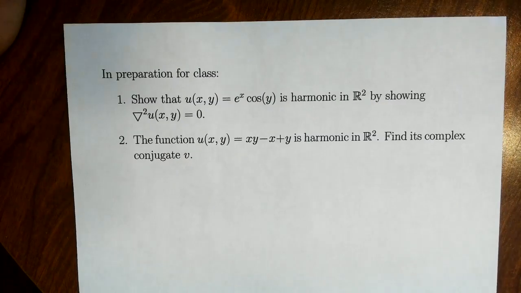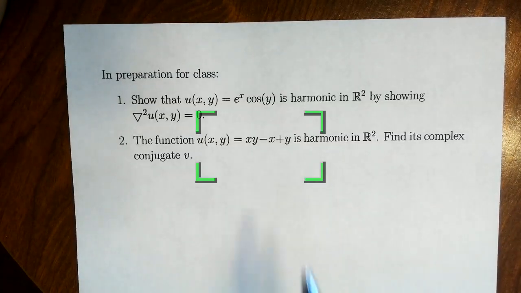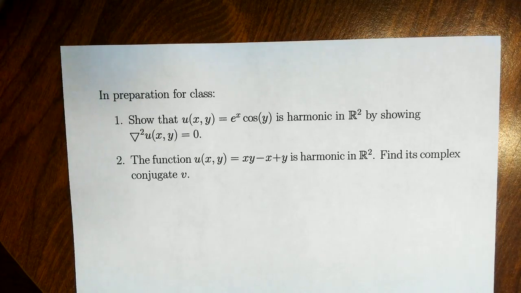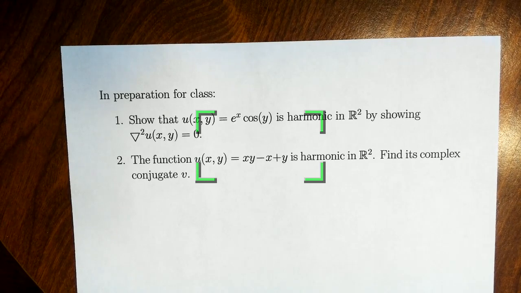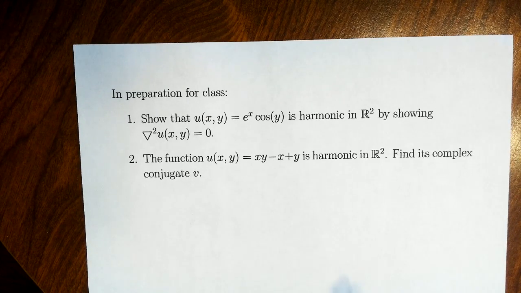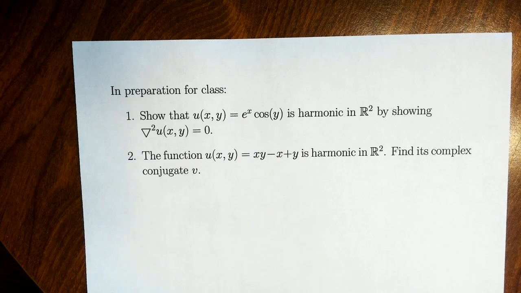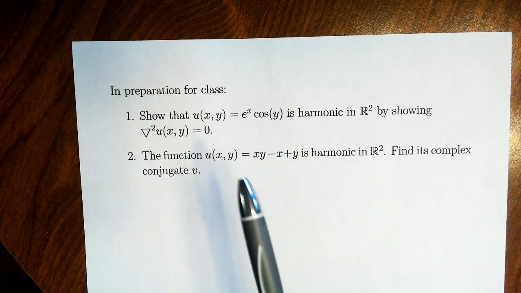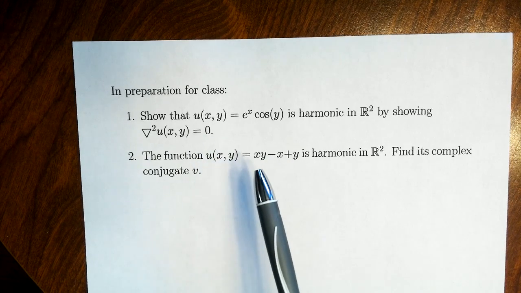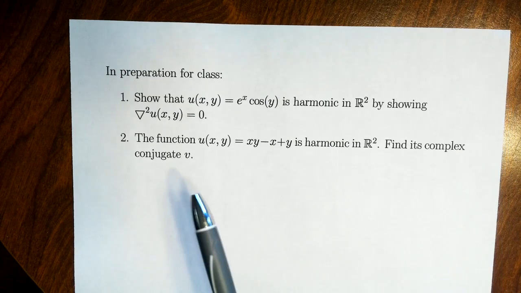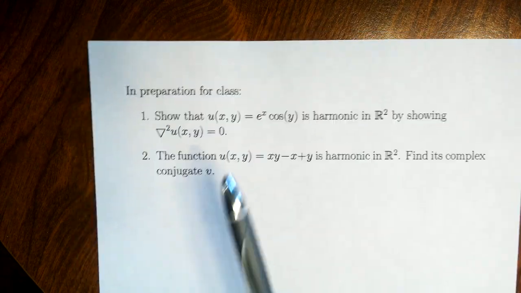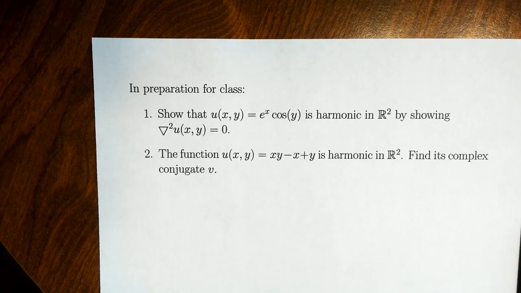Here are two problems I'd like for you to work on in preparation for class. First, show that the function u of xy, which is e to the x times cosine of y, is harmonic in all of R2. You want to do that by showing its Laplacian is equal to 0, and that's going to involve some second-order partial derivatives. And then use the method that I discussed on the previous page to start with the function u of xy equals minus x plus y, which is harmonic in all of R2, and find a formula for its conjugate v, showing all of your work, of course. So please do these in preparation for class.